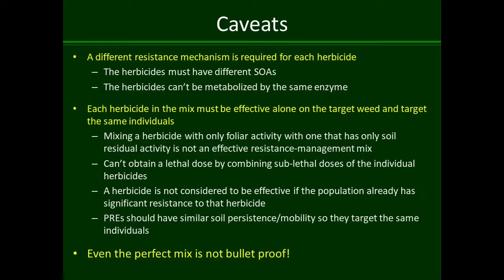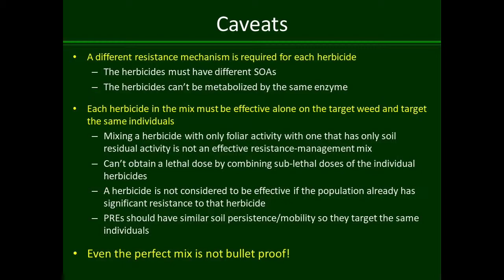The next big caveat is that the two herbicides that are used in the mix must be effective alone, and they must be targeting the same individuals. Some examples of what doesn't meet these criteria: if you're mixing a foliar active herbicide with a residual soil applied herbicide, those two herbicides are targeting different individuals in that field, and so that's not going to be an effective tank mix from a resistance management perspective. If the two herbicides aren't alone able to kill the weed, because they're being applied at a sublethal dose, then again, you're not having an effective tank mix combination from a resistance management standpoint.